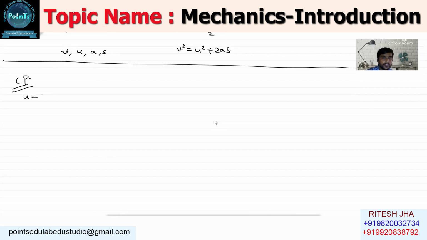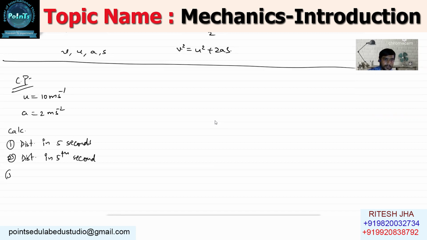You're given the initial speed, that is 10 meters per second. Acceleration is 2 meters per second squared. Calculate, first, the distance in 5 seconds. Second, the distance in the fifth second. Third, the speed at t equals 5 seconds. This is the first question. Now the second question.